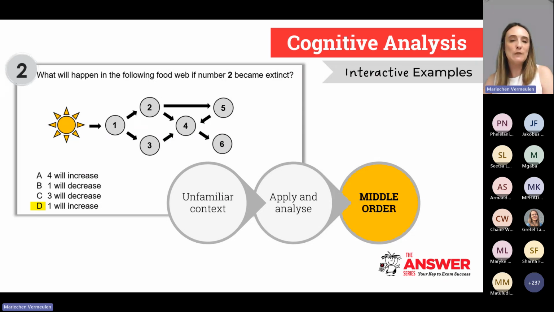So this multiple choice question basically requires learners to recognize a food web, but they must apply their understanding of what a disturbance to a food web is going to do by analyzing its impact in this instance. So this is an unfamiliar context. Yes, food webs are familiar, but this is an unknown food web. So an unfamiliar context where learners need to apply their understanding of moving things out or into a food web, disturbances in it. So middle order, well done.